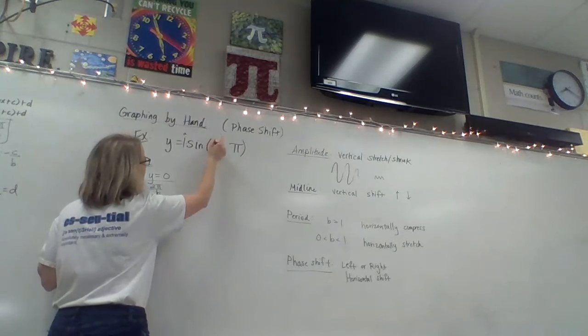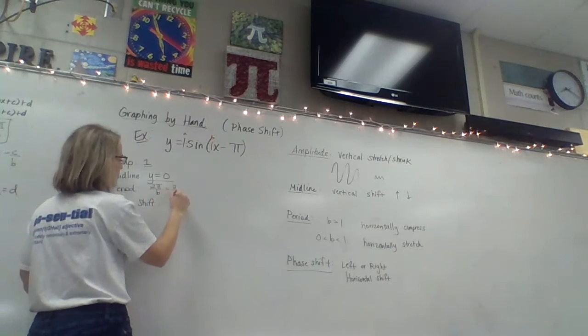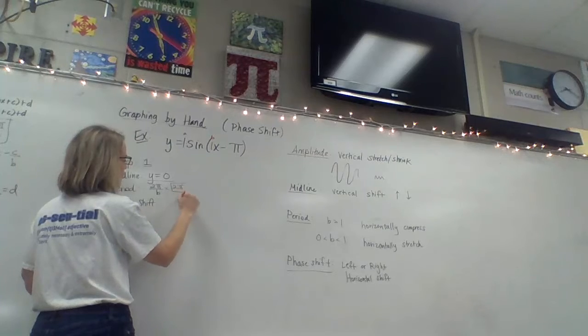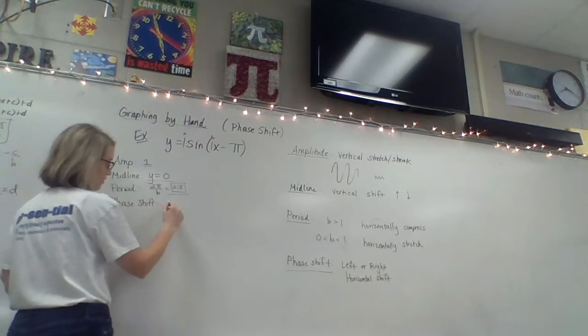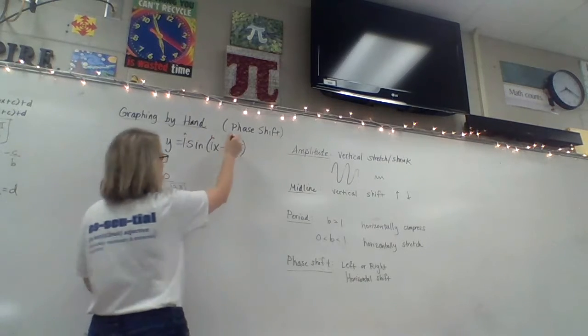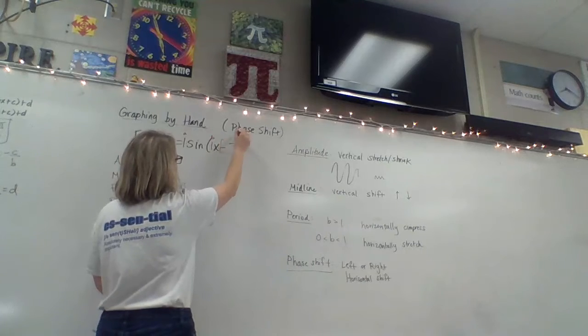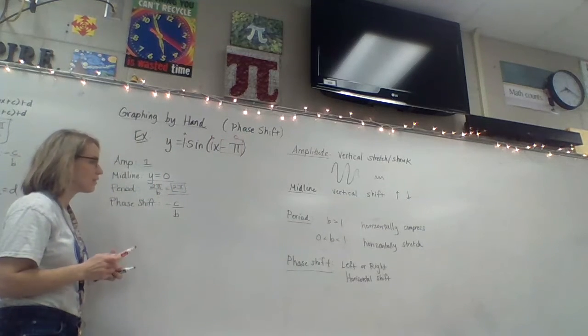It's your coefficient on your X. And it is just going to be 2 pi for your period because when you plug in a 1 for B, that's how you're going to get it. All right, now the phase shift. Here we go. Negative C over B is your formula. So here's the C, and you have to take the sign with it, and then we're going to divide that by whatever the B value was.